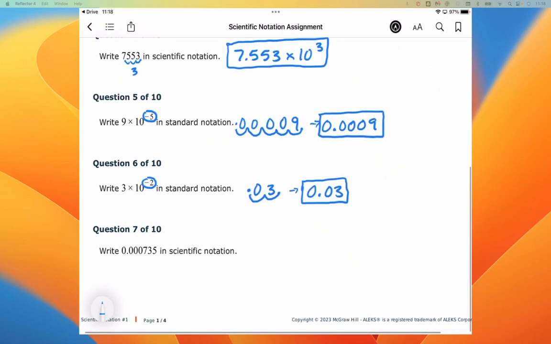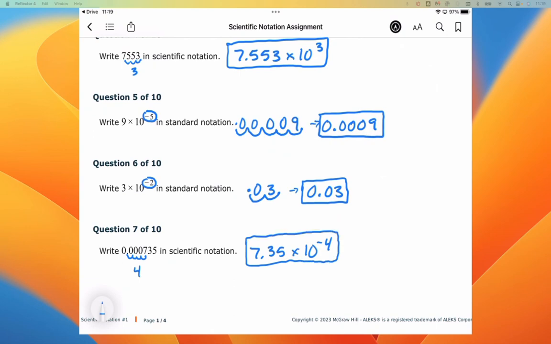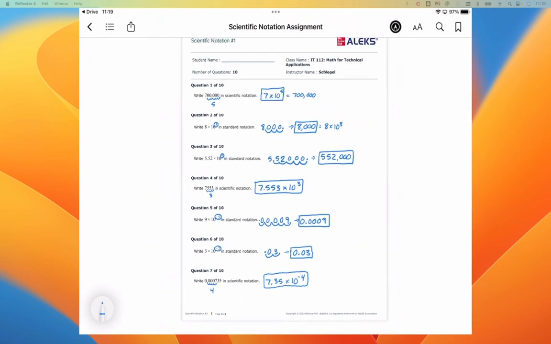Now for number 7, remembering this number is less than 1, so we are going to have a negative exponent. And we only want one number in front of the decimal that is not 0. So moving it 1, 2, 3, 4 spots, we get 7.35, and we moved that 4 spots, times 10 to the 4th. But remember that this number is less than 1, so that's going to be 10 to the -4. And so again, if we have a number that is larger than 1, we have a positive exponent. If we have a number that is less than 1, we have a negative exponent.